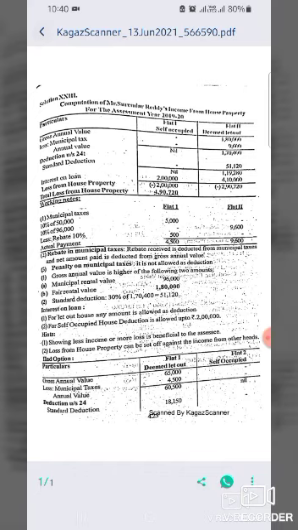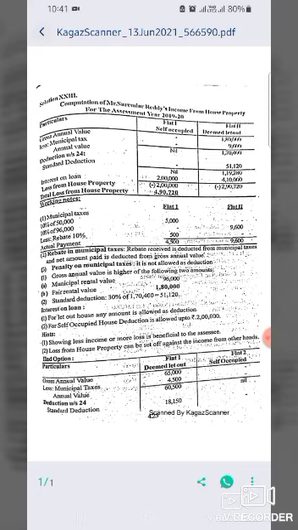So interest on loan for let out house, any amount is allowed as deduction. For self-occupied house, deduction is allowed up to 2 lakhs. So showing less income or more loss is beneficial to the assessee. Loss from house property can be set off against the income from the other heads.